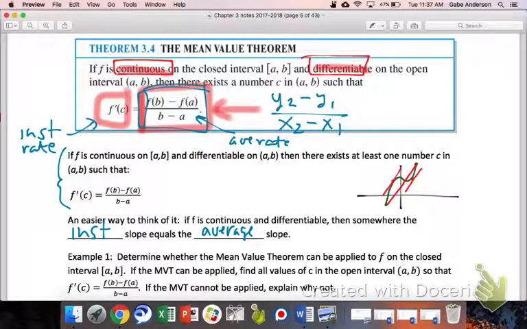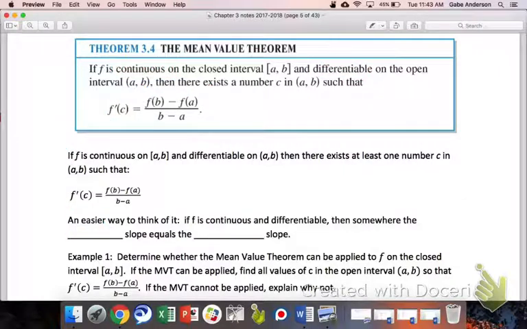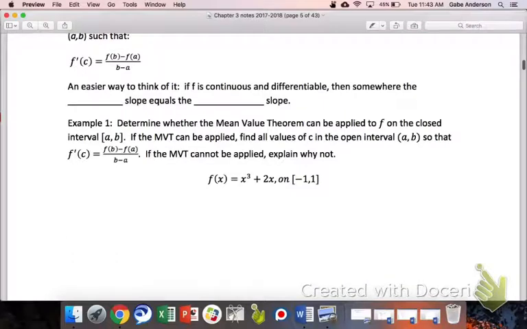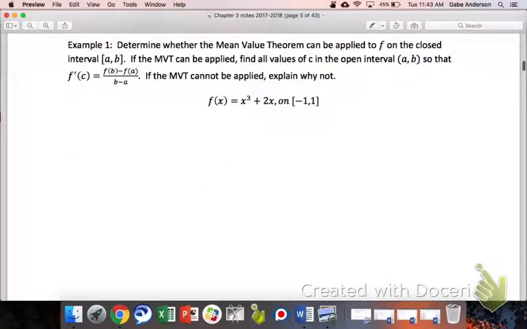So let's do an example or two here. Let's try example number 1. Example number 1 says, determine whether the mean value theorem can be applied to f on the closed interval a, b. Let's determine that first. So what are the conditions for the mean value theorem?